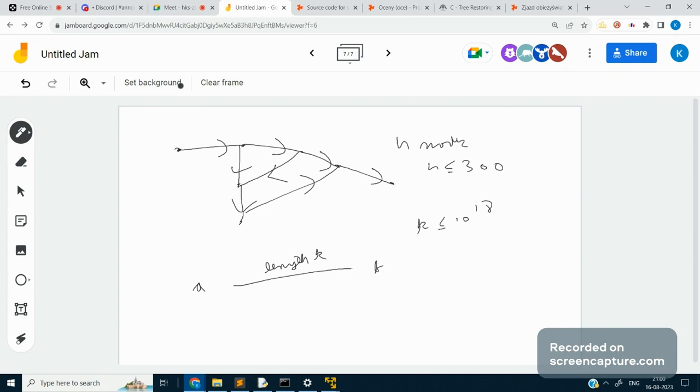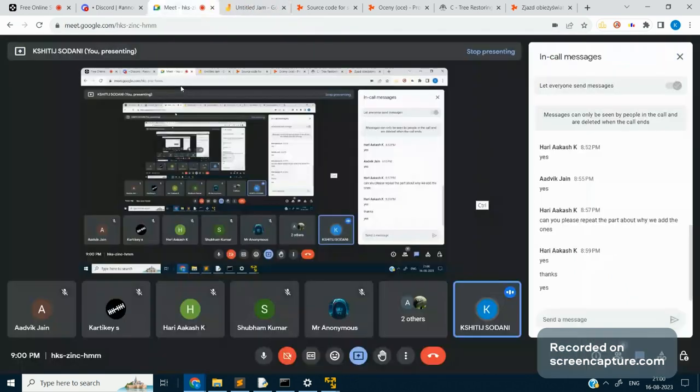So now, not queries, but we have a number k and we need to find the pairs of nodes such that we can reach from one to the other in exactly k moves. Exactly k. We cannot take less or more. So did you all get this problem statement?